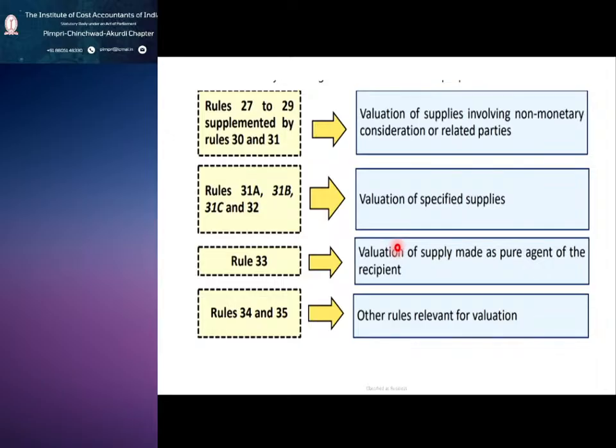You have theory only. So just to make you understand what is rule 27, I have taken a few examples from the final. So we will have a look, because tomorrow if any questions come, ask for the rule. At least remember those examples. So you will get some idea what to present for theory related areas also. So we will see rule 27 to 31: value of supplies involving non-monetary consideration or related parties.